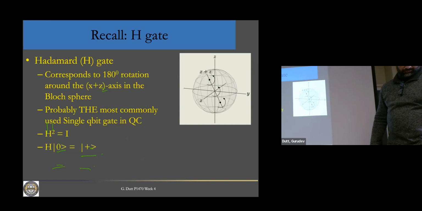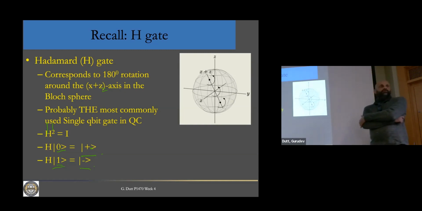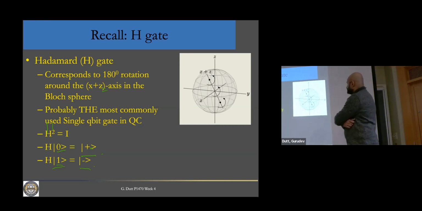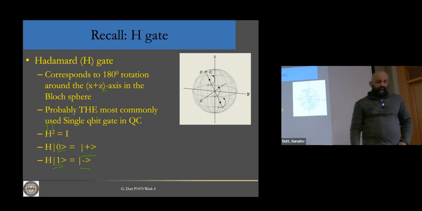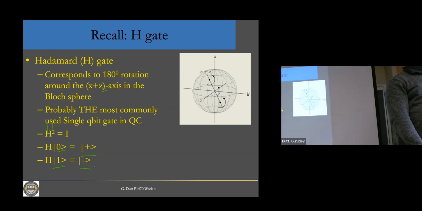Then we introduced probably the most commonly used single qubit gate in quantum computing, which is the Hadamard gate, just denoted by H. And this is a 180-degree rotation, but around an axis that's tilted, equidistant between X and Z in the Bloch sphere. And some of the properties of the Hadamard are summarized here. We went through them in detail in the last lecture as well.